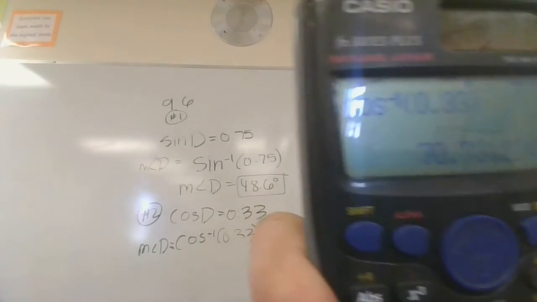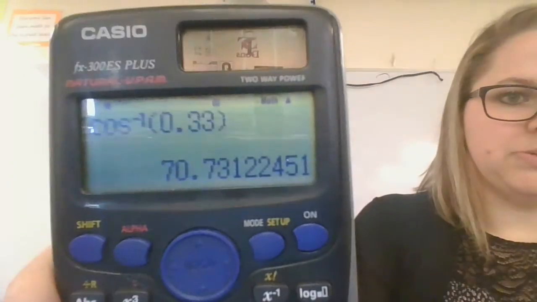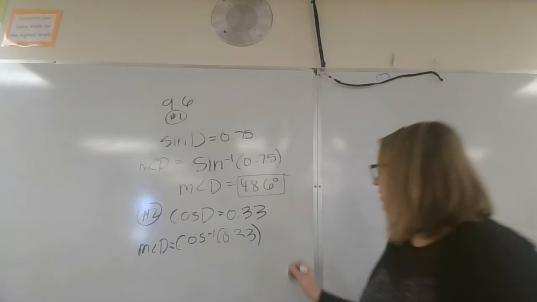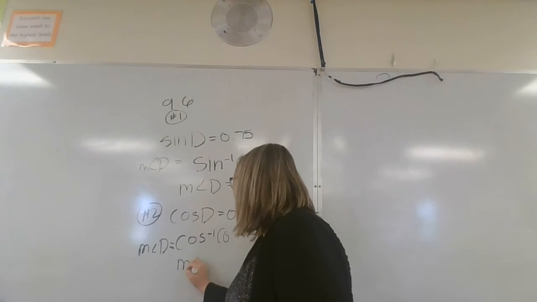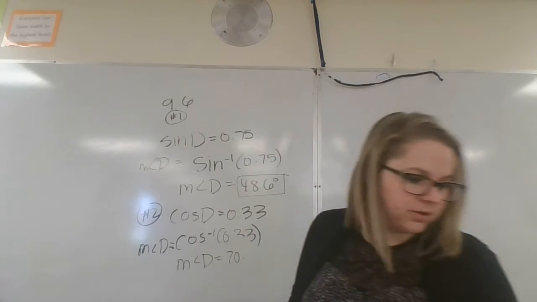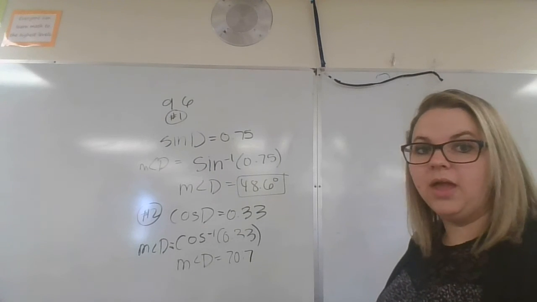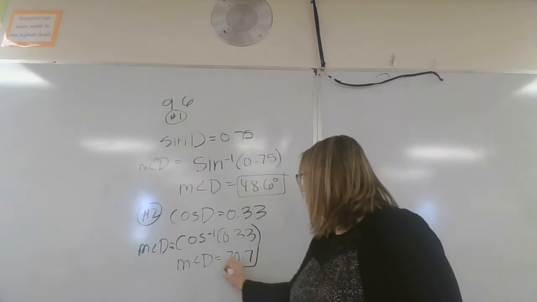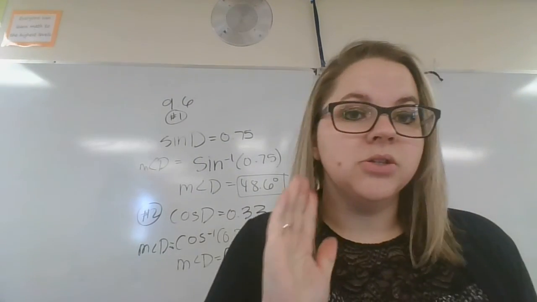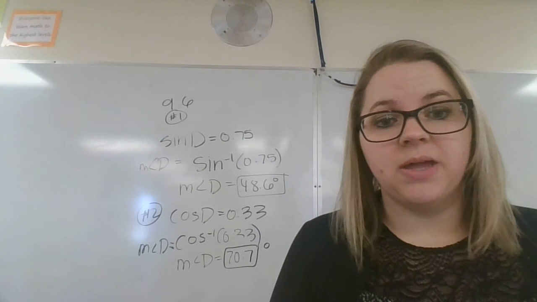Now I stick that in my calculator again, so I got inverse 0.33. This is what it should look like when you put it in. There you go. So I got 70.7. So the measure of angle D equaled 70.7. And that's your answer. This is what you would put in the little box. Number 3, do it the exact same way, just with the inverse of tangent. I hope that answers your question.